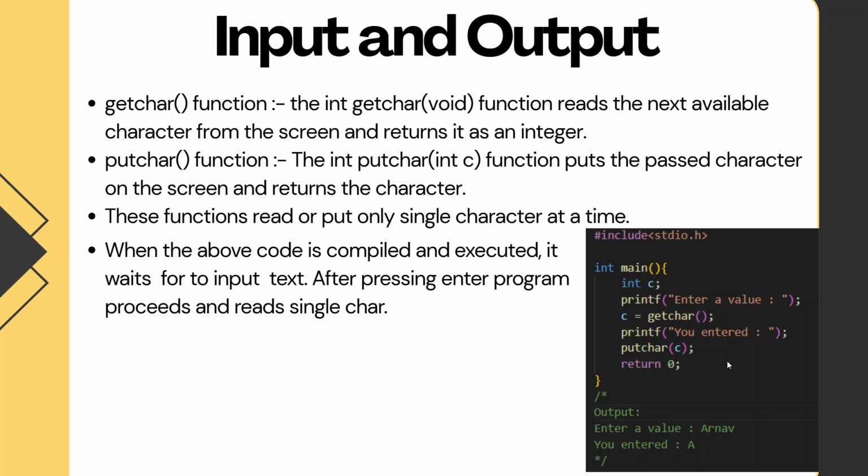As you can see in the example, we have declared an integer c, then we have passed a statement with the output function printf, "Enter a value". Then we are taking the input from getchar, then output function "You entered", and then we are printing the output using putchar, and then we are returning the program. For example, if I enter a value, say A, the output is "You entered A".